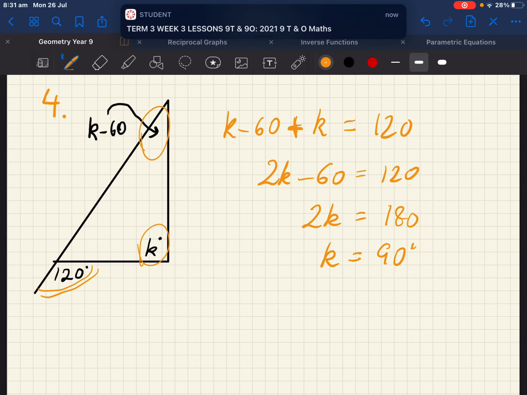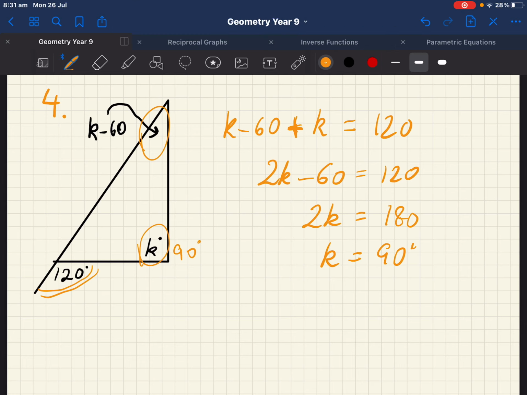K is equal to 90 degrees, revealing the size of this angle here, which makes sense, right? It did look like a right angle, so it's nice that it sort of worked out. So that was 90 degrees, and this smaller angle right up the top was k minus 60. In other words, 90 minus 60. That was a 30-degree angle up here. Not that we even needed to write them out, right? The question just asks us to find the value of k. So once you have that, the question is technically done. You will have full marks in an exam.